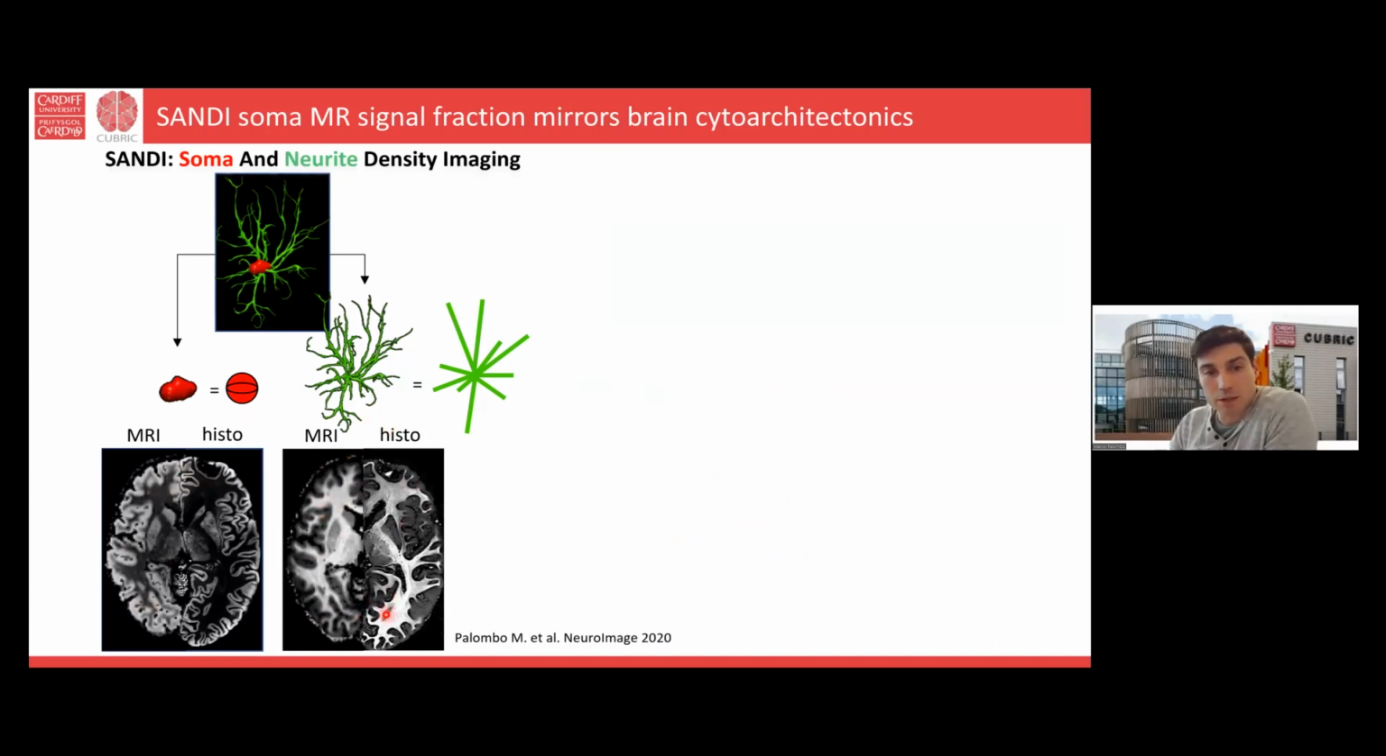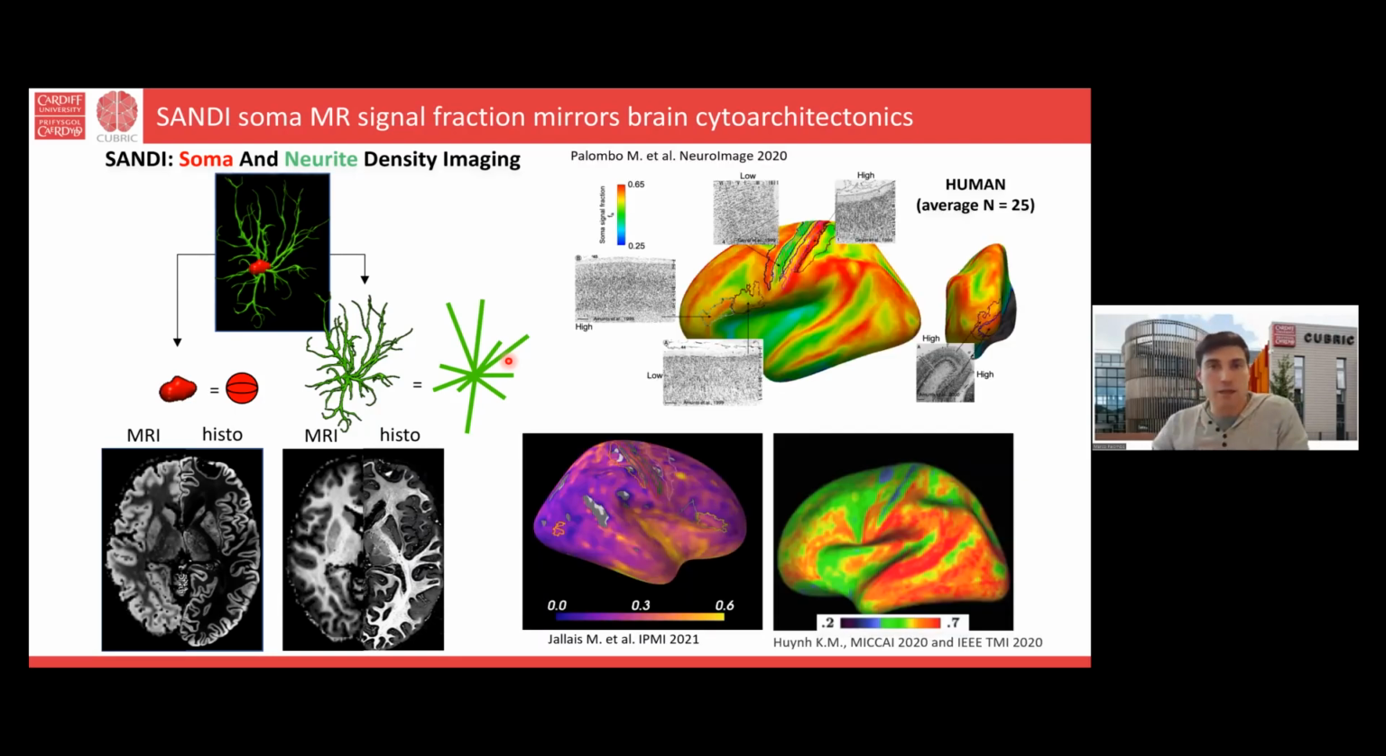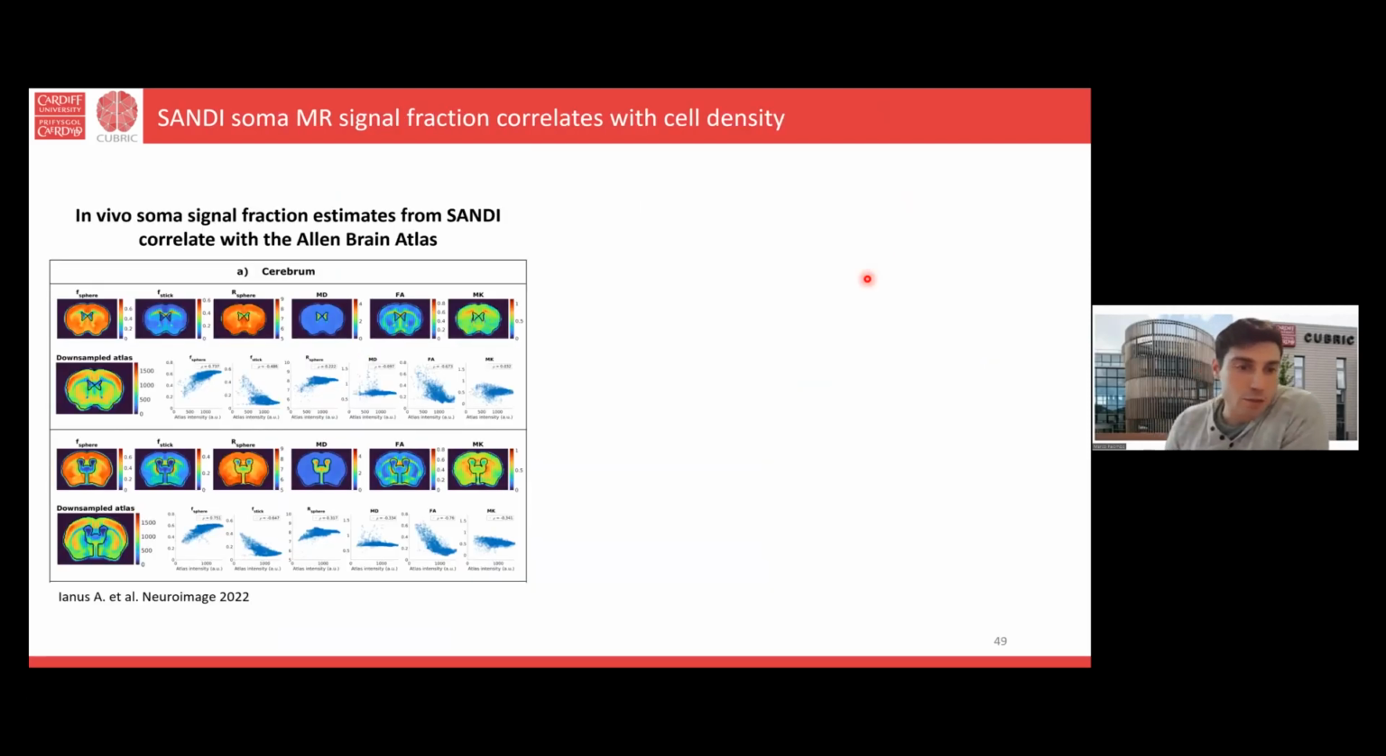Here we can see a comparison with the myelin staining, purposely chosen, because the idea here is that the sticks are impermeable, and so most likely this model assumption holds for myelinated neurites. And then you can obtain a cortical contrast in cell body signal fraction that should mirror the cell body density. In terms of validation, one work has validated the correlation of the signal fraction of the cell body estimated with Sandy with the Allen Brain Atlas of the cell body density.